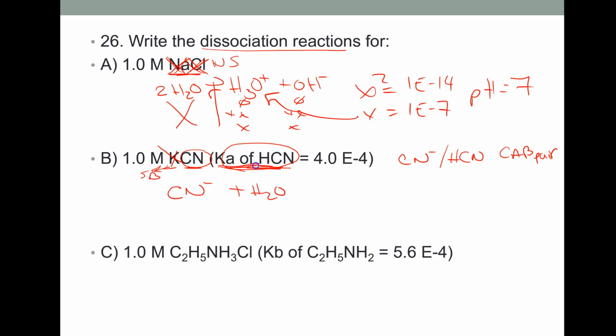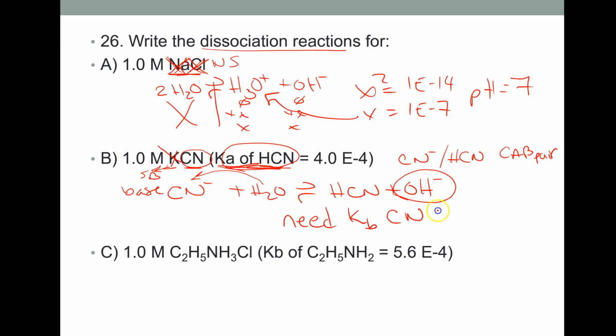If that's the acid, this is a base. And it's going to do what bases do, which is accept a proton. You get HCN and hydroxide. And you're going to set up your ice table, but here's the big thing. You need the Kb of CN minus.